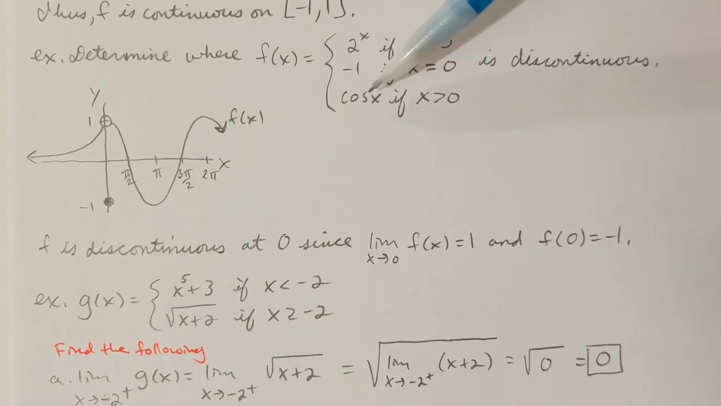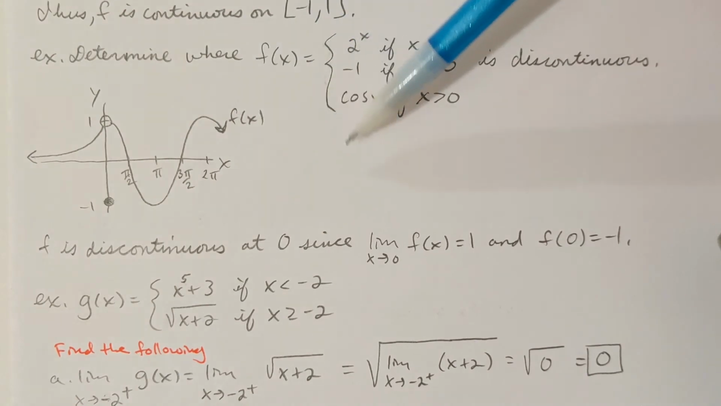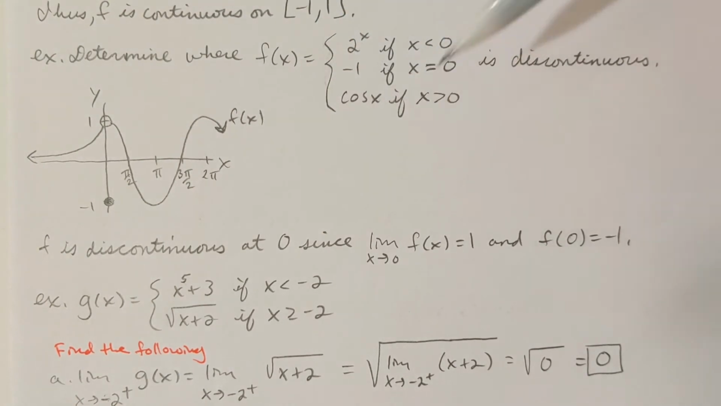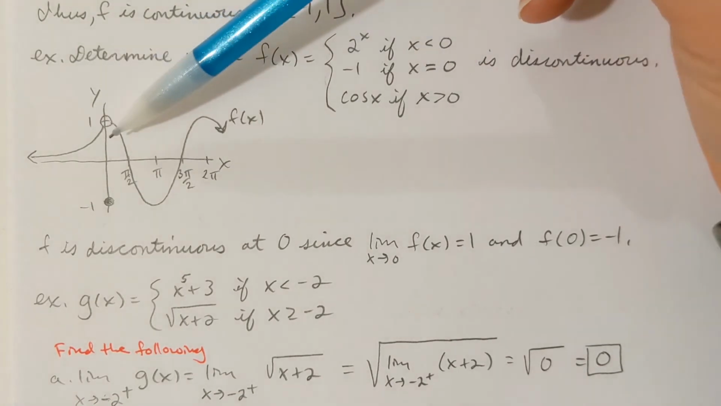And then piece 3, y equals cosine x. So we know the cosine curve oscillates between 1 and -1, but I don't want that entire curve to be showing. I only want the part for when x is greater than 0.